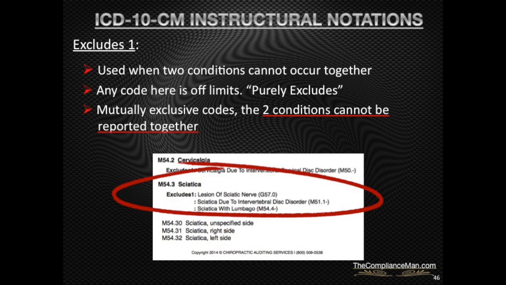So in this example of sciatica, you'll see that the excludes 1 would include lesion of the sciatic nerve, or sciatica due to intervertebral disc disorder, or sciatica with lumbago. So these conditions cannot occur together and you could not code them together. But you'll also see that in the excludes 1, these are more specific to the cause of the sciatica.